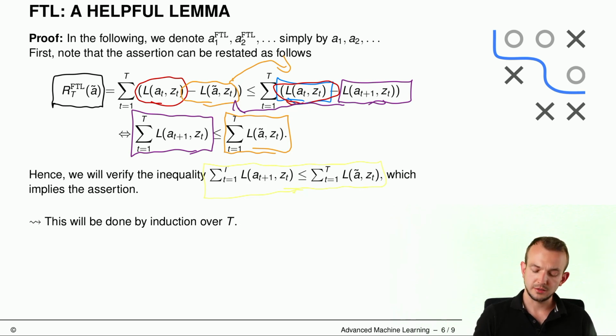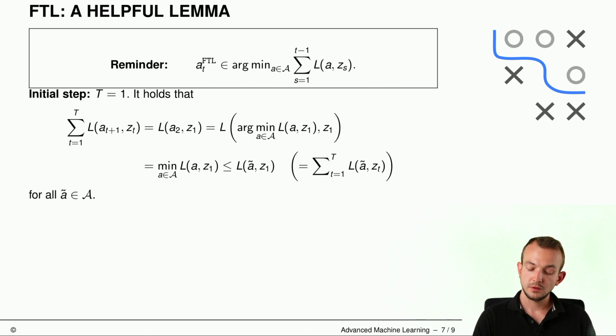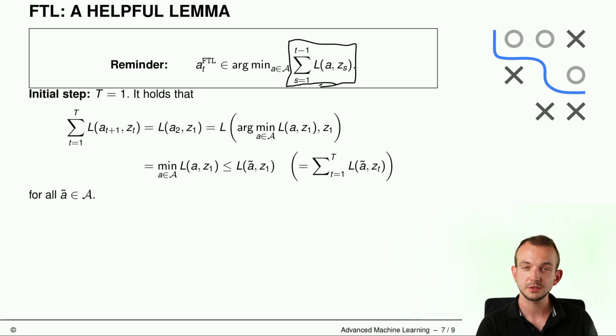And this can be done by induction over the time horizon t. Yeah? So remember, the time horizon can be also infinite. So we have here our short-term memory box where we remind ourselves how the action selection rule of the follow the leader algorithm is. So it's the minimizer or one of the minimizers of the cumulative loss we have suffered for all these actions.